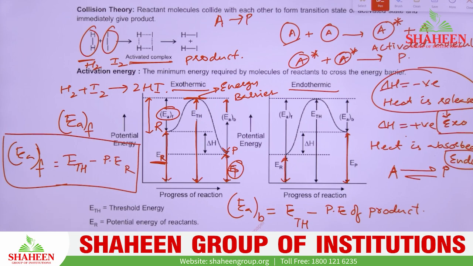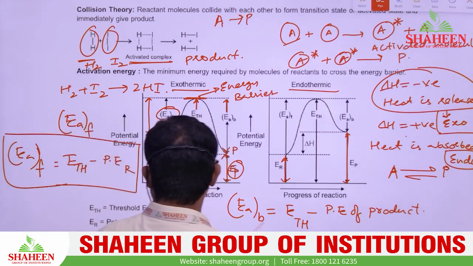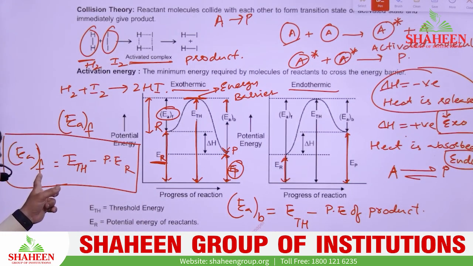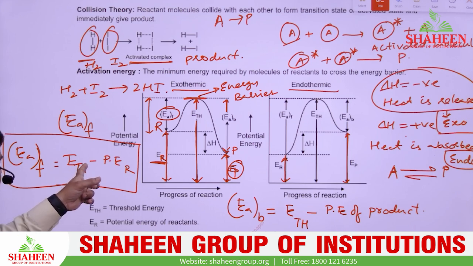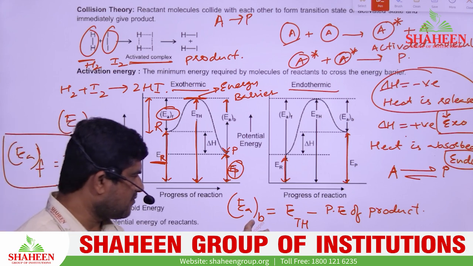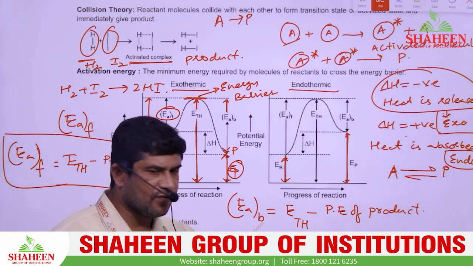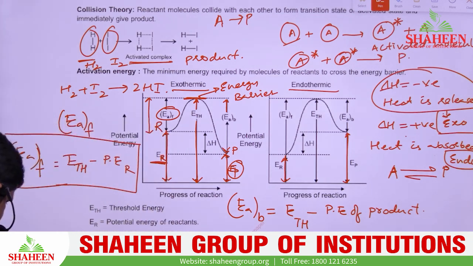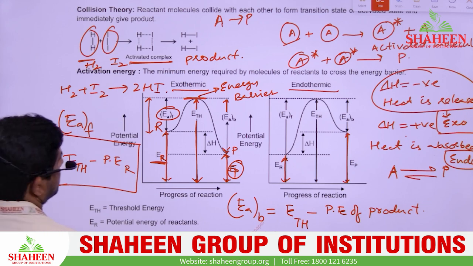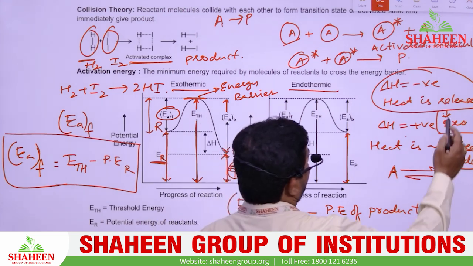Okay, so this is how we calculate activation energy. The activation energy of the forward reaction is equal to threshold energy minus potential energy of reactant, and the activation energy of the backward reaction is equal to threshold energy minus potential energy of product. This is about collision theory.